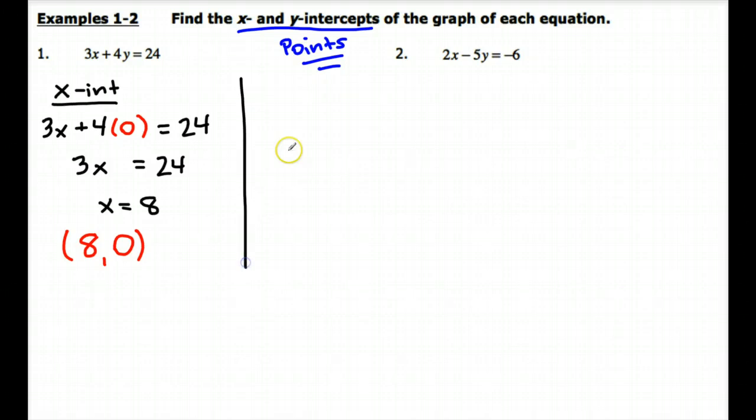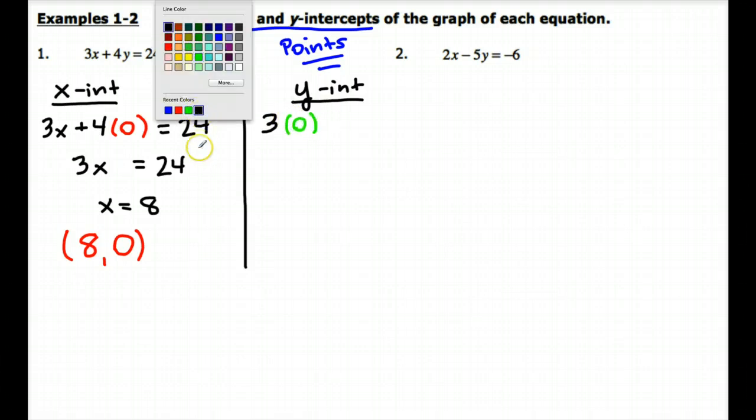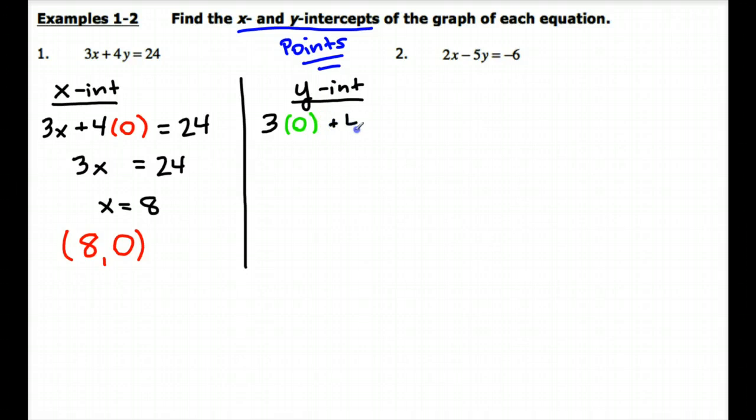Okay, now I'm going to find the y-intercept. To find the y-intercept, I'm going to take the equation. This time I'm going to plug in a 0 for x. I know if I'm on the y-axis, then my x-coordinate has to be 0. So this is going to be 3 times 0 plus 4y equals 24.